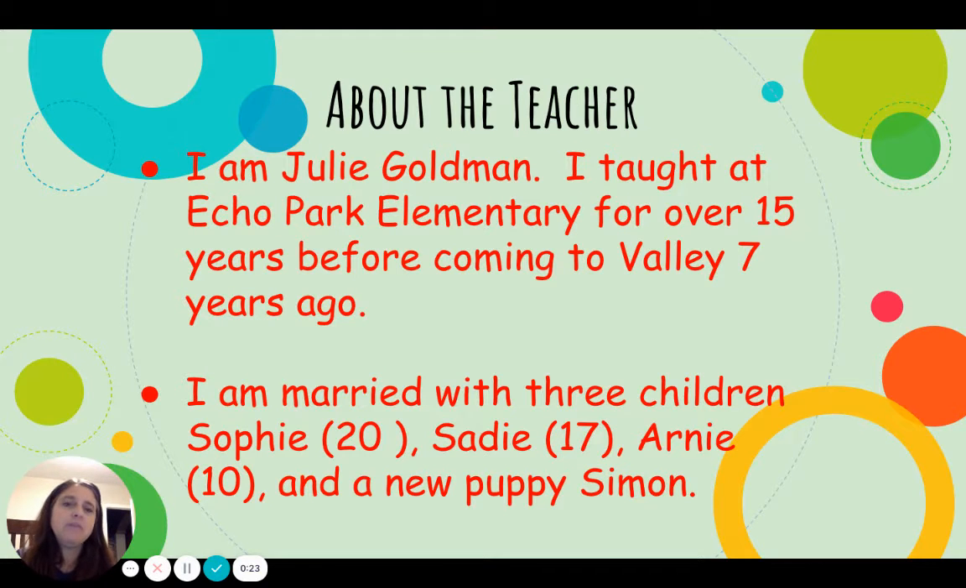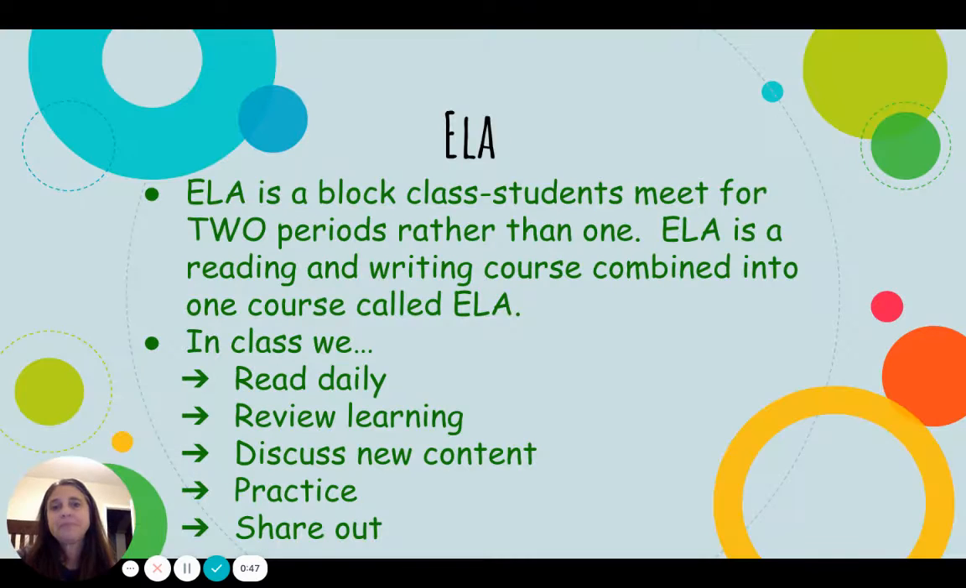As I said before, I'm Julie Goldman. I taught about 15 years or so at Echo Park before I came here to Valley, where I've been for the last 7 years. I am married with 3 children. I have a 20-year-old daughter, Sophie, a 17-year-old daughter, Sadie, a 10-year-old daughter, a 10-year-old son, Arnie, and in August, we brought home a new puppy named Simon.